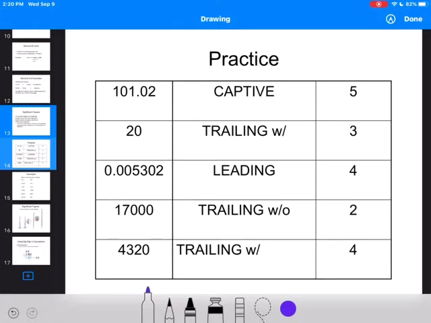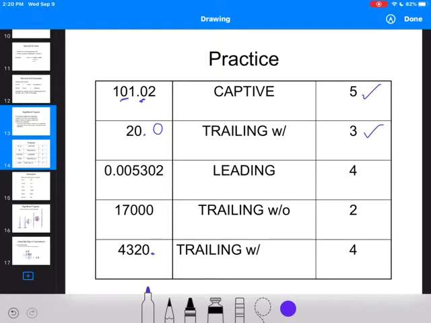If I look at the value 101.02 and I just consider the zeros, both of these zeros are considered to be captive. So this has a total of 5 significant figures. This guy is supposed to be written like this, I think, to have 3. If I write it like 20.0, then this guy is going to have 3 significant figures.